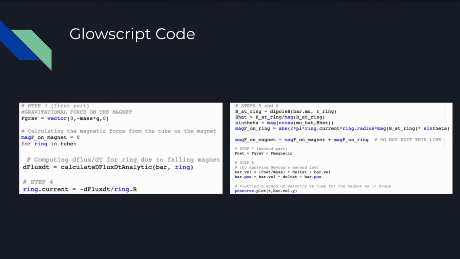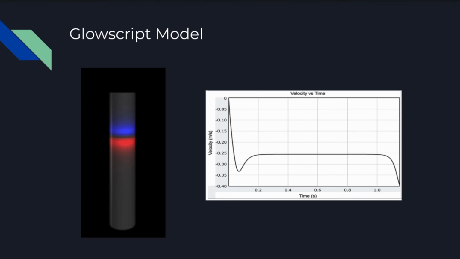This is our GlowScript code. It's giving you some time just to look at the code to see what we did. This is our GlowScript model. On the left we have the model that our code created, and on the right is our graph that was formed as a result.